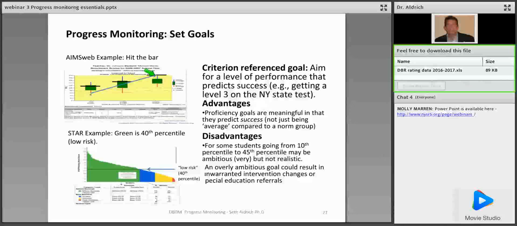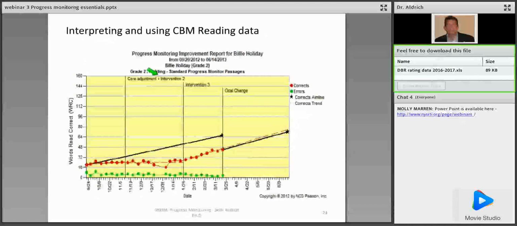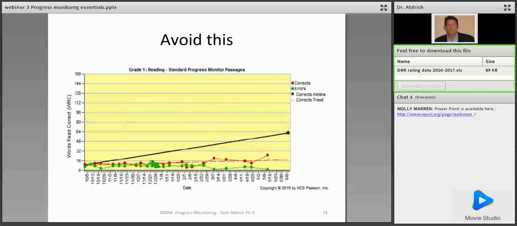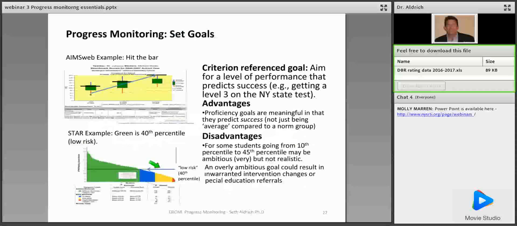When we set goals that are too ambitious, the problem that can happen is, number one, you can have an intervention where the student's making an excellent rate of improvement, but you don't think it's excellent because they're not hitting that goal line that we talked about right here. It may be that you just selected a goal line that was too ambitious. In this case, we know that the student just wasn't progressing. But we have to be very careful about setting ambitious but realistic goals.